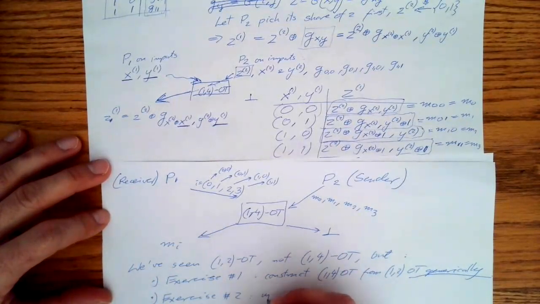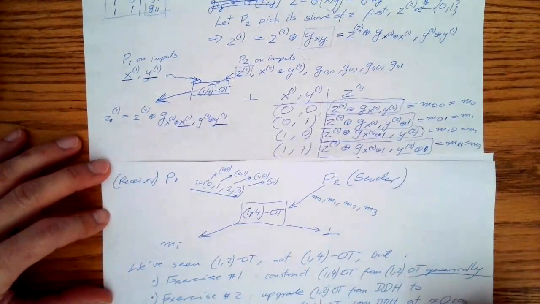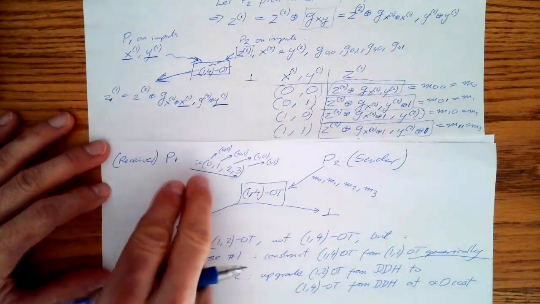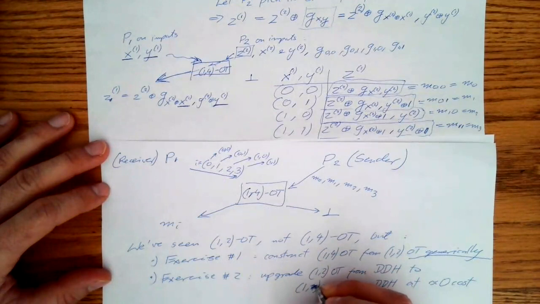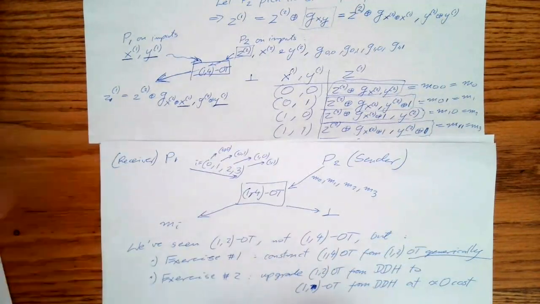Exercise two, upgrade one out of two OT from DDH to one out of four OT from DDH at zero cost. Okay. The particular homomorphic encryption, I mean, any additive homomorphic encryption, you can just see that you can make it so that instead of just having two choices for the indicator bit of the receiver, if you had n, so just do it at n. It's the same stuff you can reuse, okay?